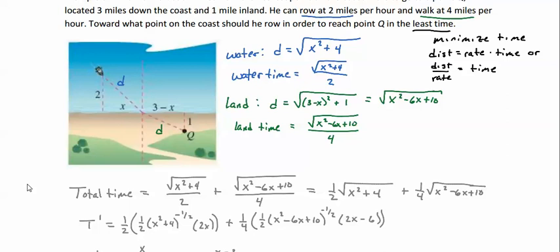Now, least time says I want minimum amount of time. When I'm thinking time, I know that distance equals rate times time, or distance divided by rate is equal to time. All right, let's take a look at this.